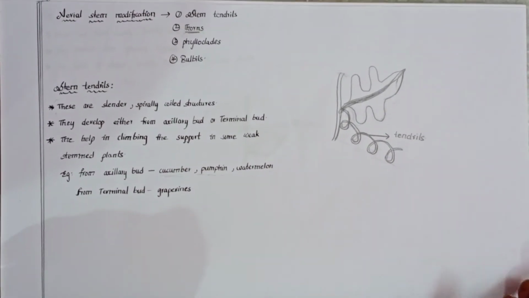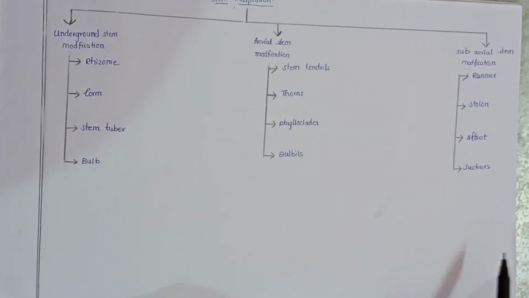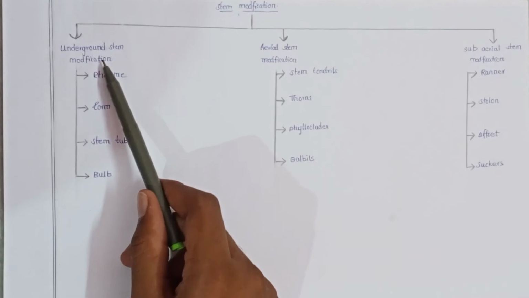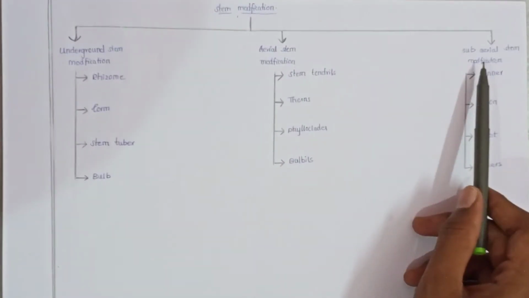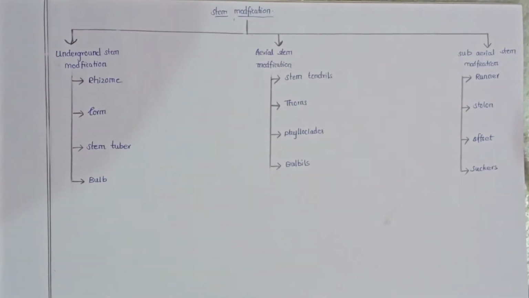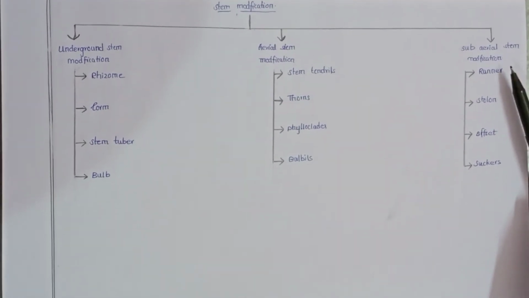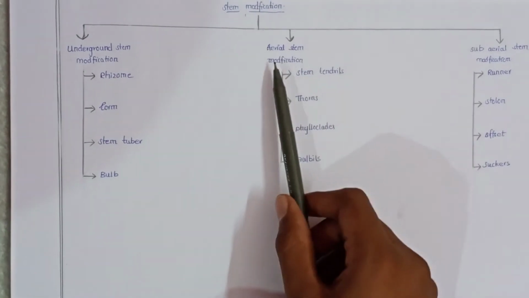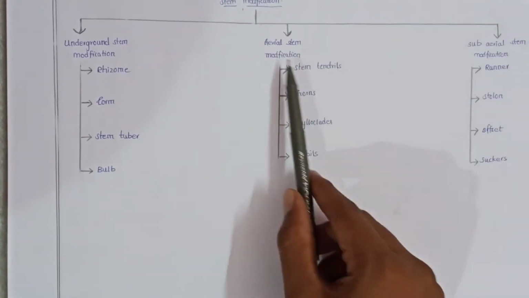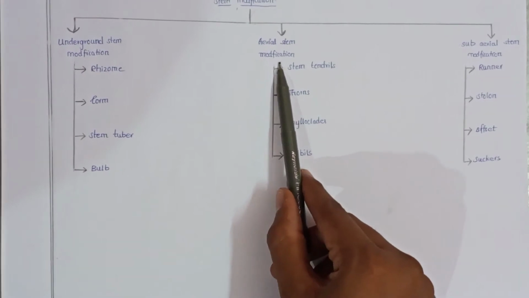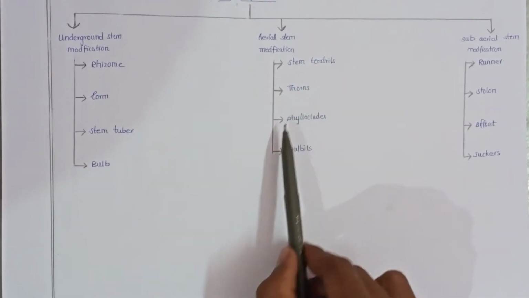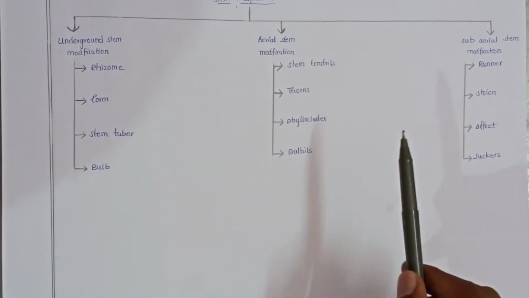Today we will discuss aerial stem modification. Stem modification is divided into three types: underground stem modification, aerial stem modification and subaerial stem modification. In the previous video we completed subaerial stem modification. Now we will discuss aerial stem modification. It is again divided into four parts: stem tendrils, thorns, phylloclades and bulbils. Let's go through them one by one.